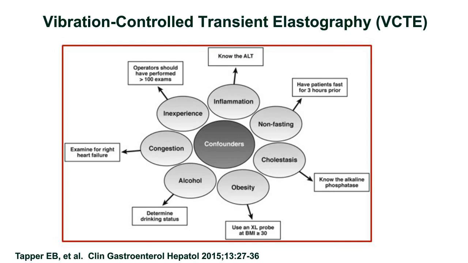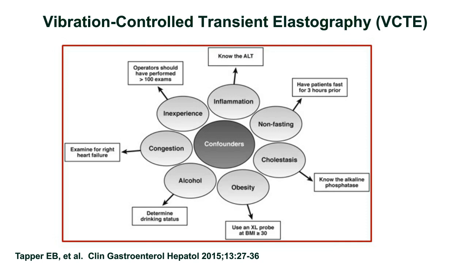If there is a BMI above 30, there is an XL probe available, and it's important because this helps take into account the thickness of the abdominal wall. You should also make sure that the patient doesn't have right heart failure, because congestion of the liver will raise elastography scores. And finally, you should, in your office, if you are using this regularly, make sure that the people performing the fiber scans have experience doing this. The more experience you have, the more likely you are to get reproducible, accurate assessments.